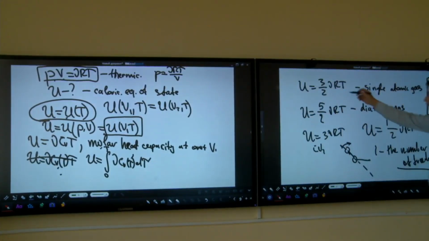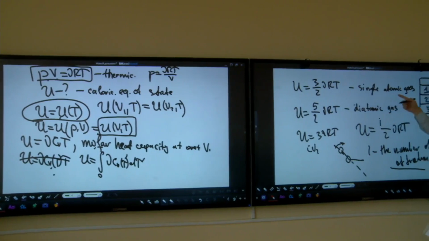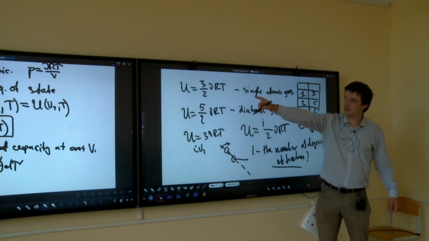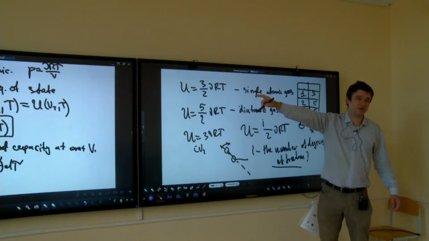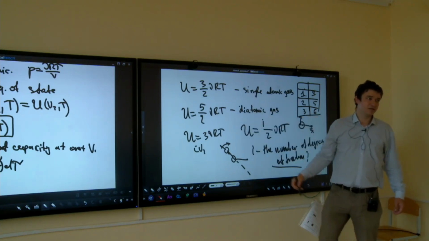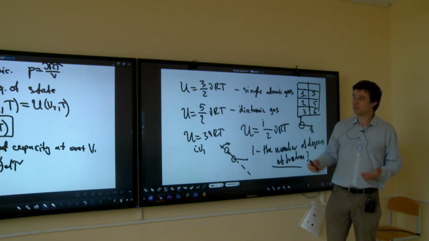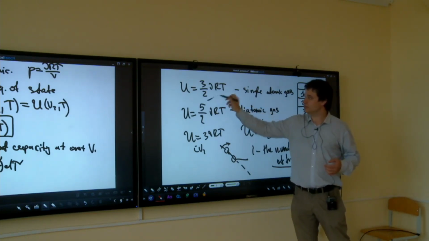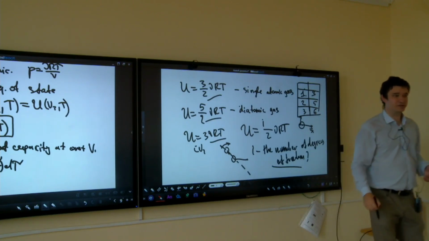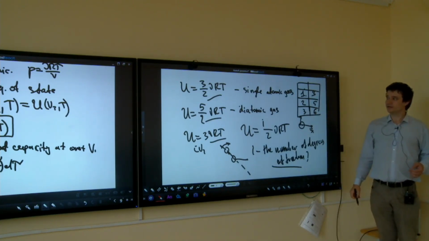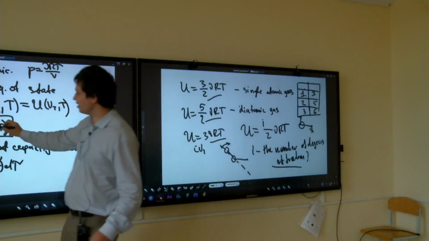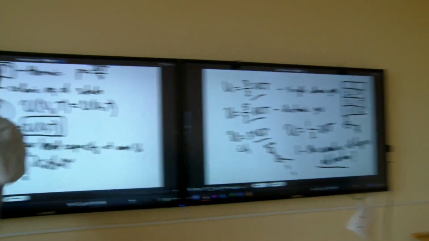That's why I have different equations of state for different types of gas molecules. You see they obey the same thermic equation of state, but they have different caloric equations of state. That actually proves that I cannot obtain this from that, because it depends on the internal structure. But in the general case, yes, you need to consider dependence on volume and temperature, not only on temperature.